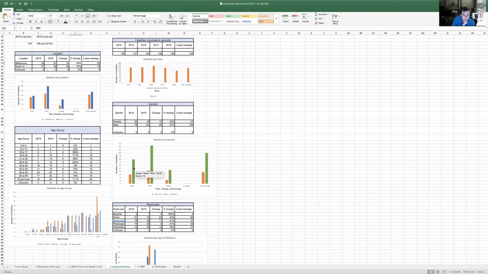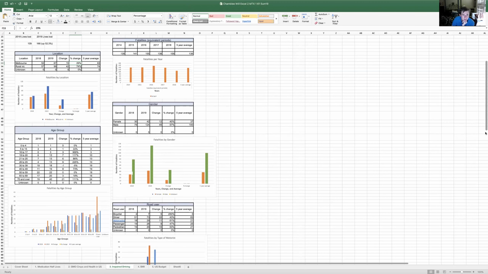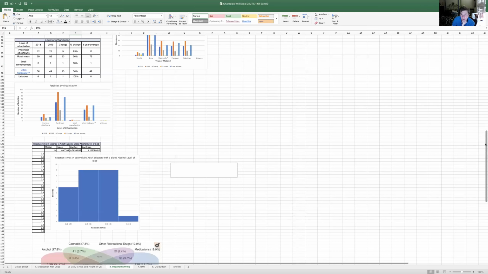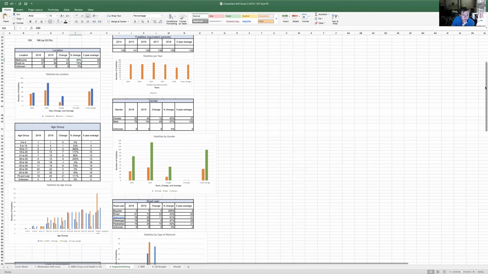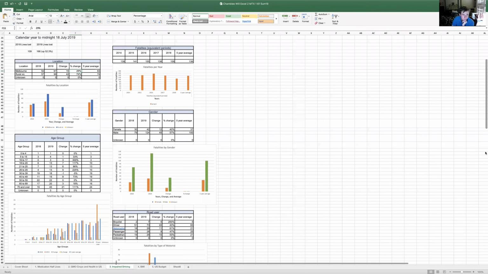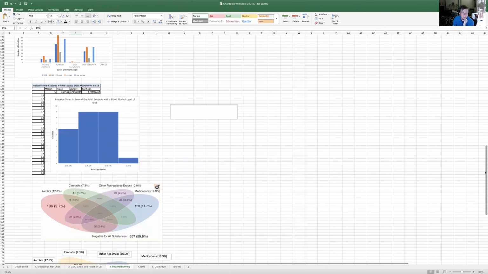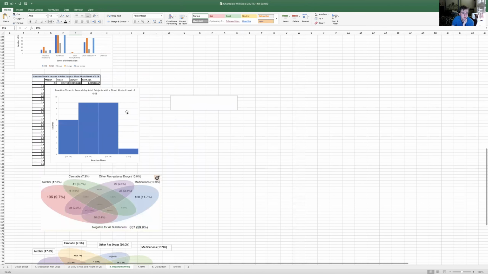Gender, males by far dominating, which is what we do. And you see, again, 2018, 2019, there's a big difference in terms of change and spread. Not great stuff, but it is what it is. So obviously people aren't learning from it. We took a reaction time of adult subjects and blood alcohol.